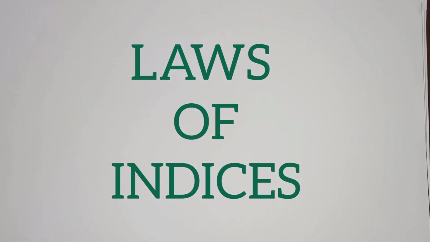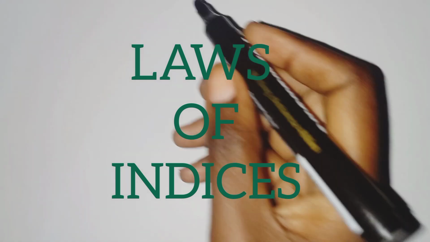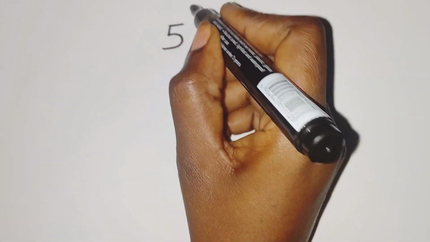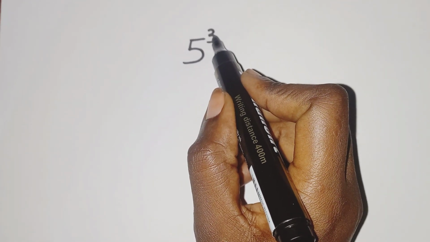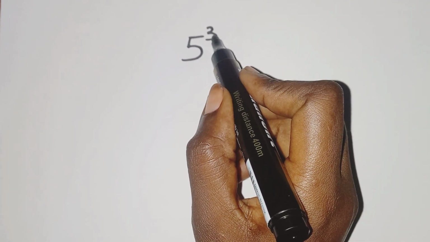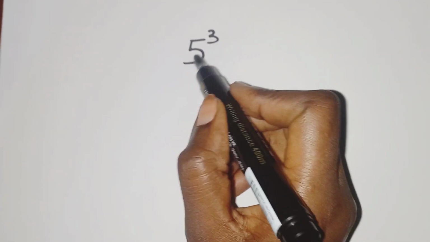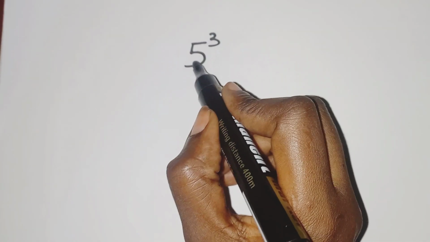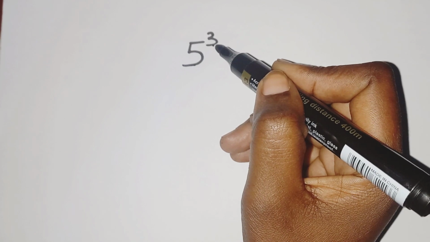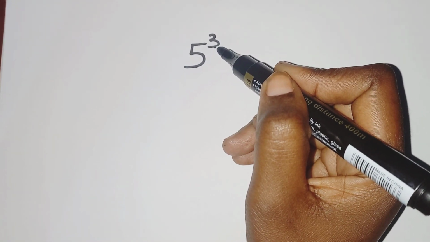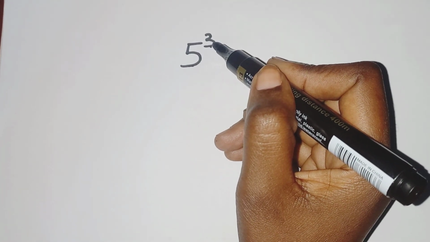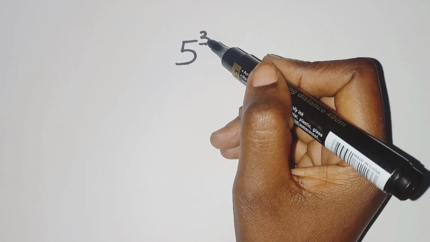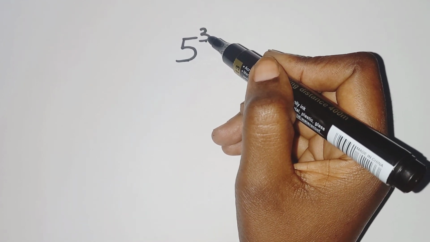Today we are going to look at laws of indices. The power to which a number is raised is called an index, and this is called a base. So in this example here, 5 is the base and 3 is the index. That is also known as power. If you have more than one index, then they will not be called indexes, they will be called indices. So I want us to look at the laws of indices one by one.